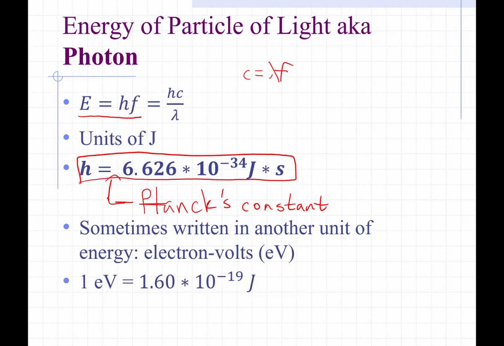Energy is sometimes written in joules, but for photons and electrons, because the energy is going to be so small in joules, 10 to the minus 34, often we'll use a different unit, which is the electron volt. And this is just our conversion between joules and electron volts. 1 eV, or electron volt, is equal to 1.60 times 10 to the minus 19 joules. It's a good idea to write that down just so you have the conversion if you need to convert.